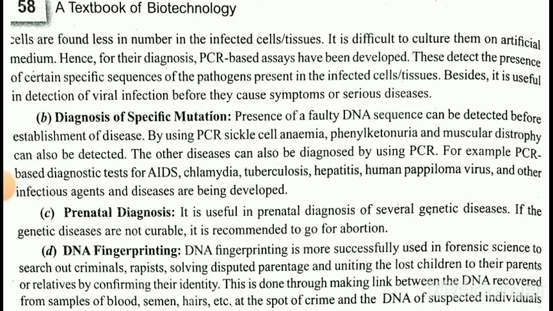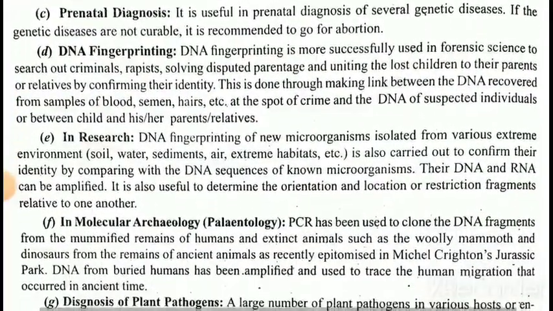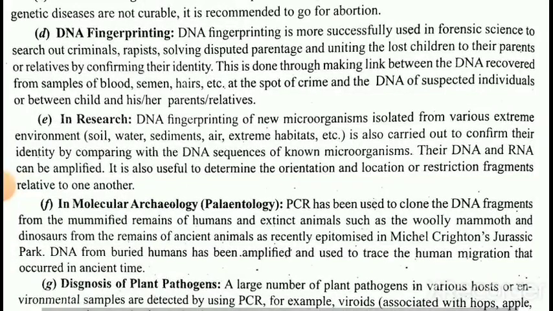D. DNA fingerprinting. DNA fingerprinting is most successfully used in forensic science to search out criminals, rapists, solving disputed parentage, and uniting the lost children to their parents or relatives by confirming their identity. This is done through making link between the DNA recovered from samples of blood, semen, hairs, etc. at the spot of crime and the DNA of suspected individuals, or between child and his/her parents' relatives.